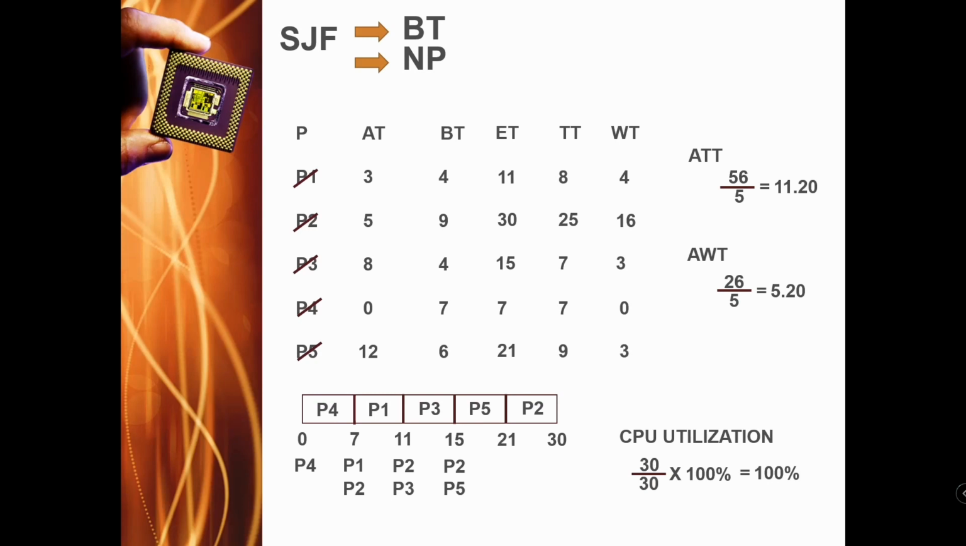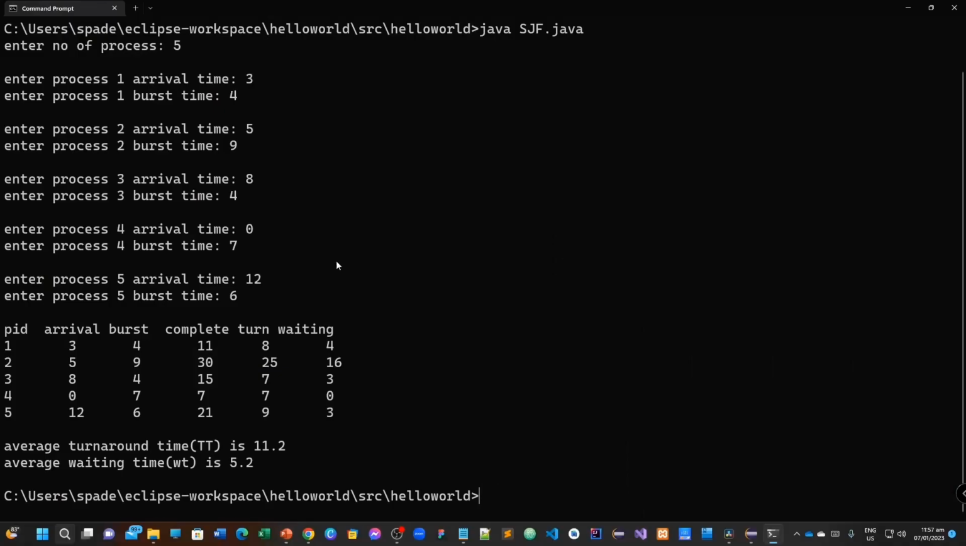Now let's see ulit yung result doon sa ating program, if tama ba. So as you can see, same lang din sila, 11, 30, 15, 7, 21. For the turnaround time, 8, 25, 7, 7, 9, and 4, 16, 3, 0, 3. So same lang din ang result ng average turnaround time, which is 11.2 or 11.20, and average waiting time, which is 5.2 or 5.20.